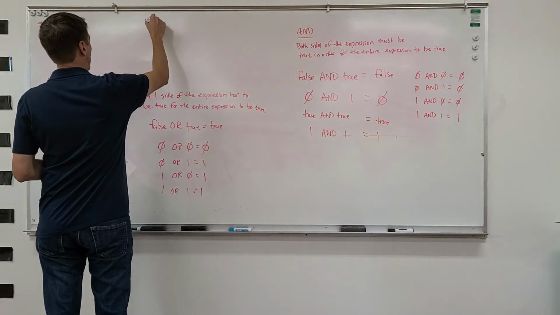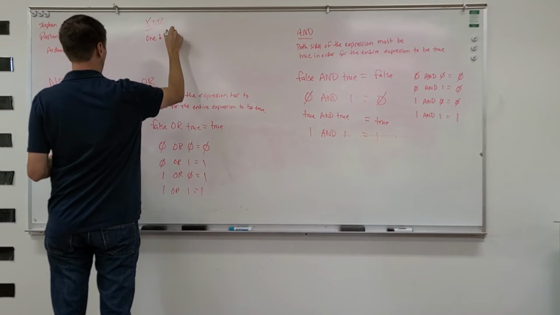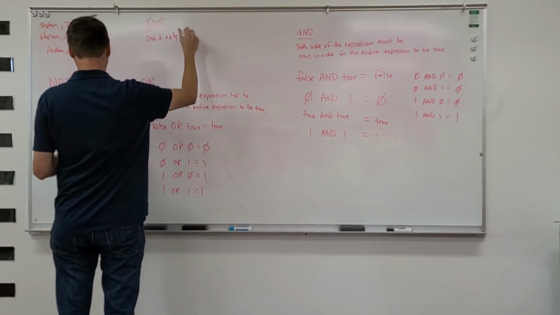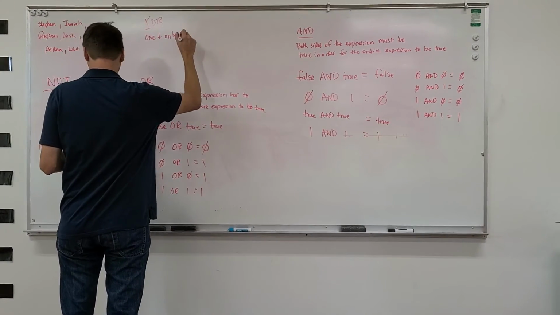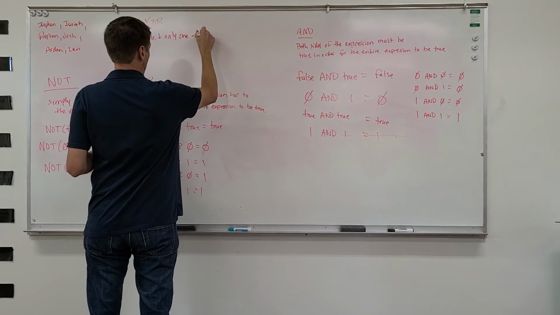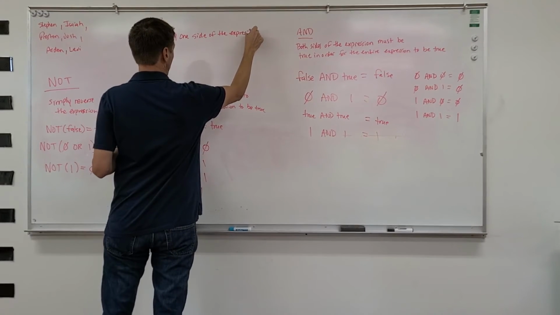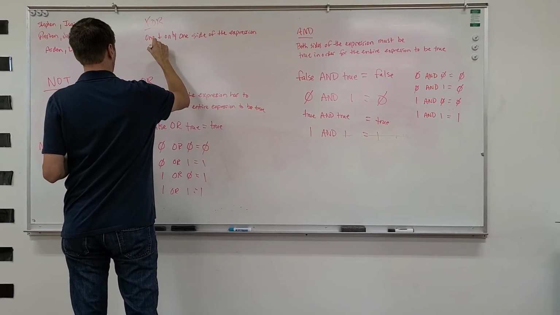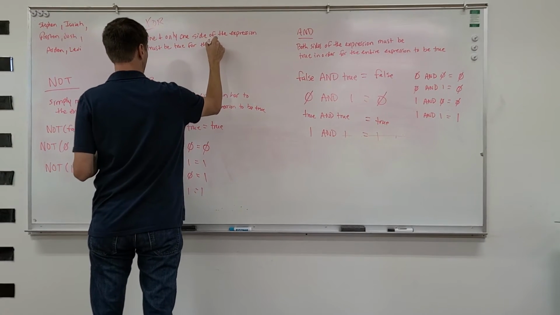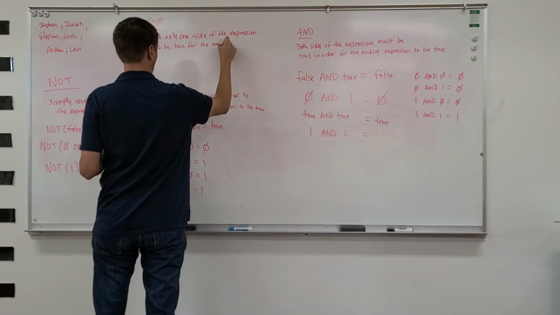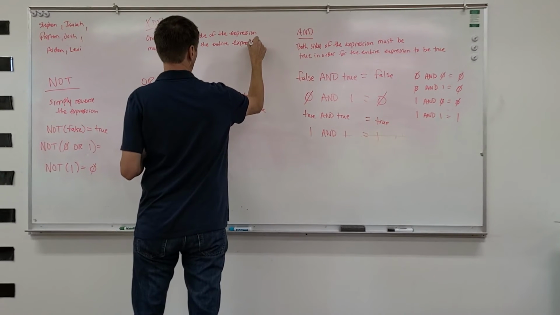So XOR is 1 and only 1. I don't know why I spelled out the first one and the second one I'll do like this. 1 and only 1 side of the expression must be true for the entire expression to be true.